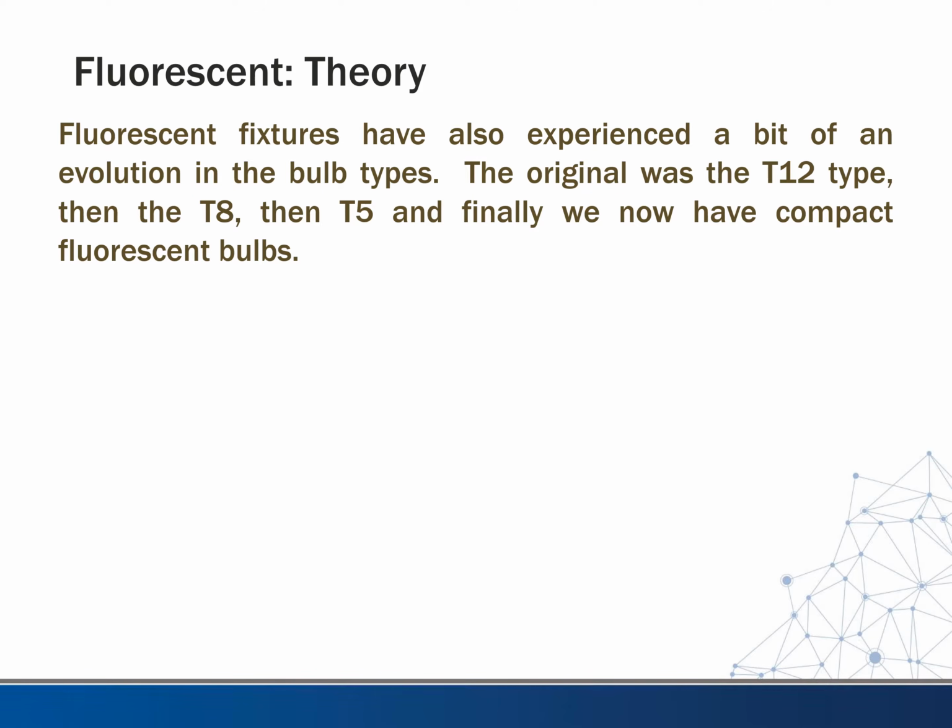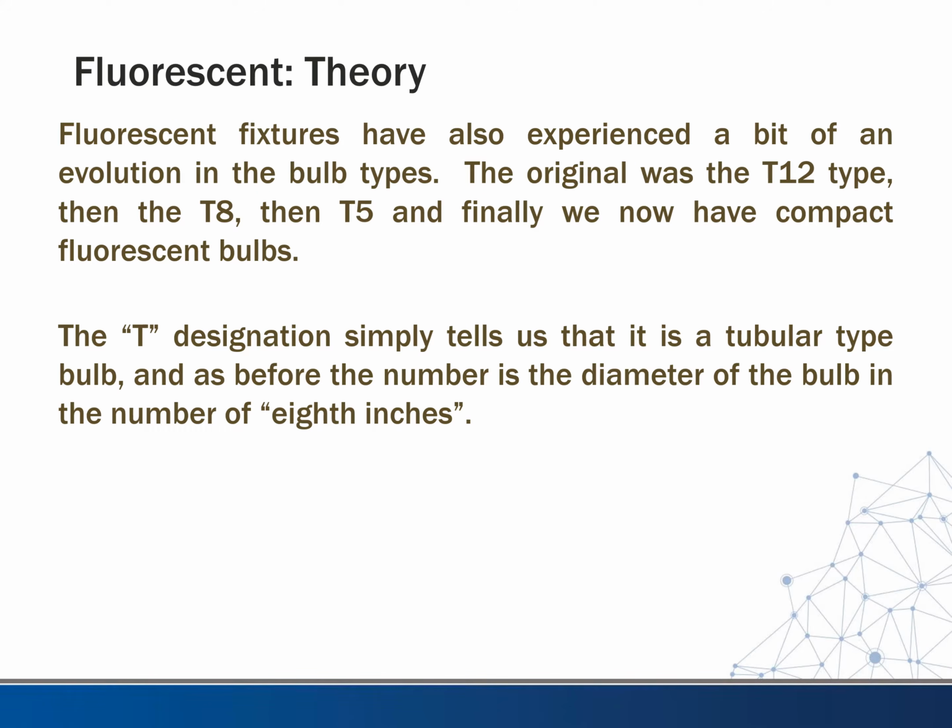Fluorescent fixtures have also experienced a bit of an evolution in the bulb types. The original, most common, was the T12 type. Then around the 1980s or so, the industry started transitioning to electronic ballasts and T8 bulbs, and then to T5s, which were more efficient. And finally, we see these compact fluorescent bulbs that you see in can lights. The T designation simply tells us that it is a tubular type bulb, and the number is the diameter of the bulb in eighths of an inch. So a T8 would be 1 inch in diameter.